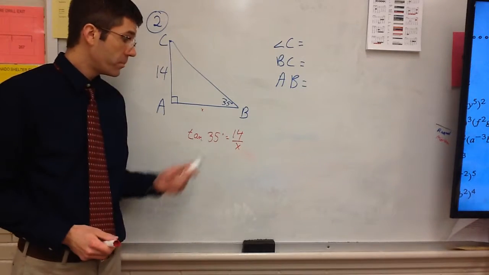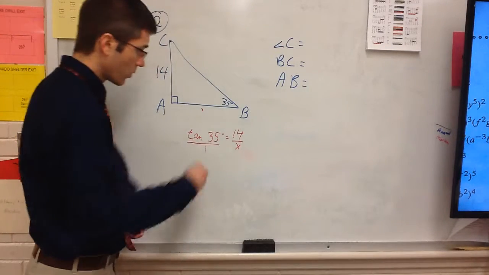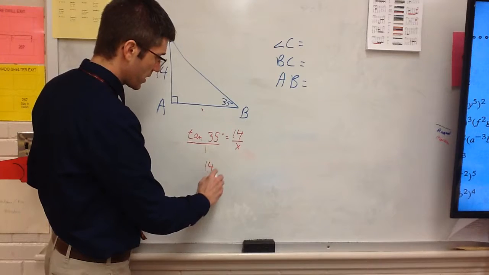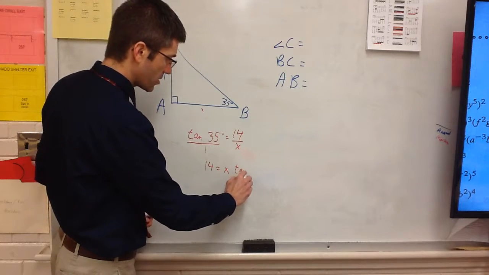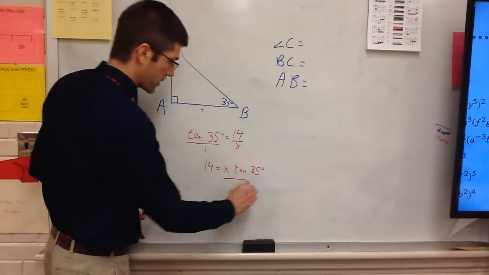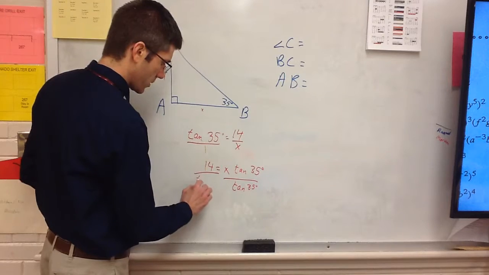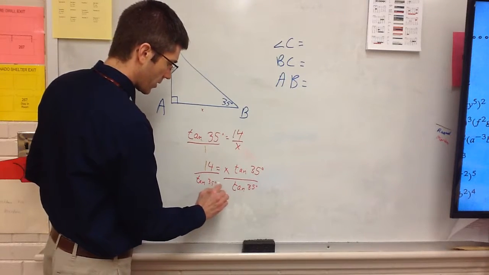And then we'll just solve that. Because the x is in the bottom, we're going to cross multiply. We'll put that over 1 and we'll cross multiply. That gives me 14 equals x times the tangent of 35 degrees. And in order to find x, we'll divide by the tangent of 35. So 14 over tan 35, and then we'll grab a calculator.